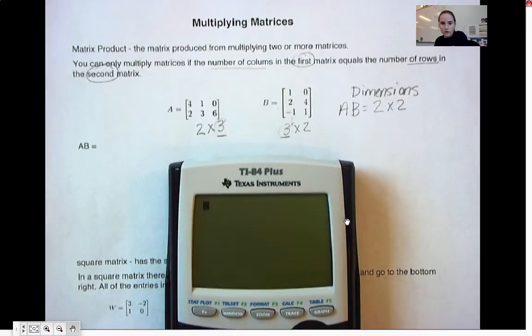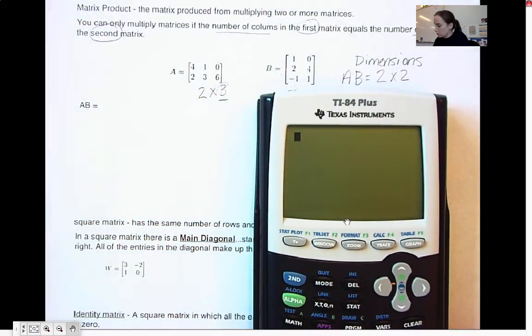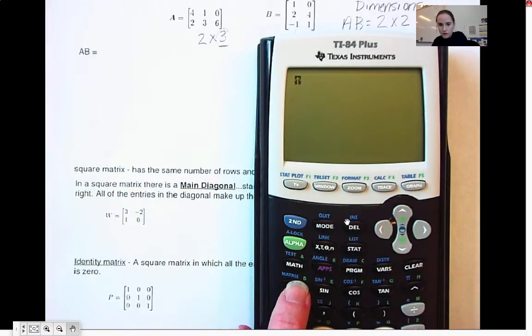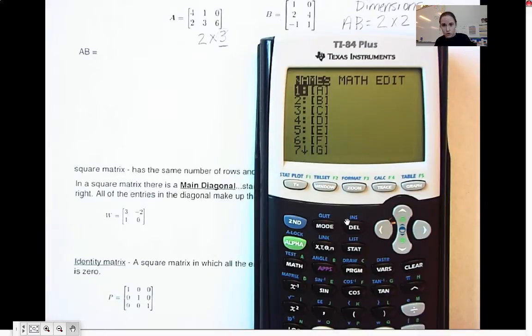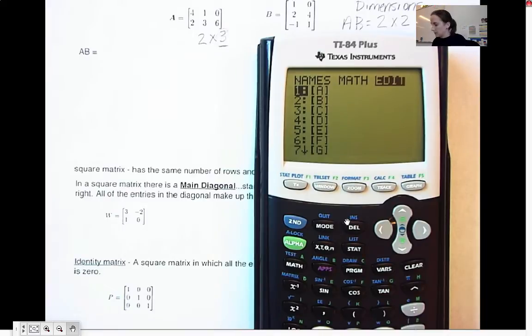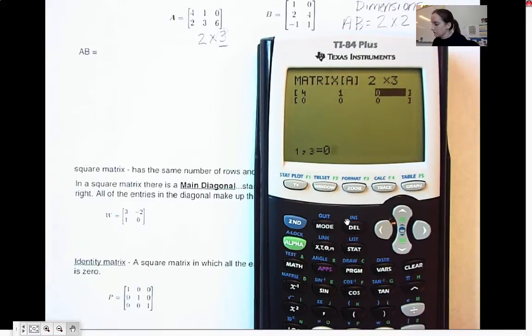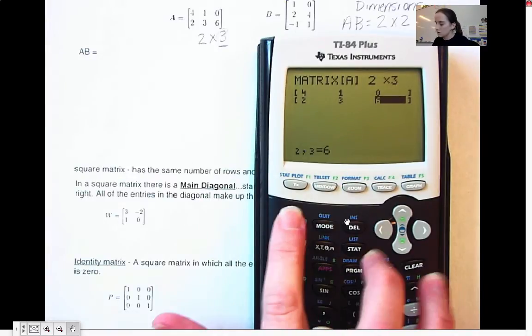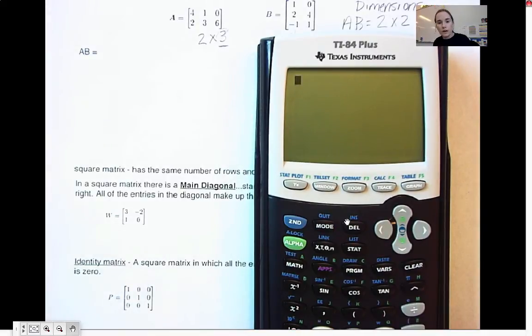You've already learned how to put a matrix in your calculator. You just want to go to the matrix, second and then the x to the -1 button right here. Pull up a matrix, and we need to put matrix A and matrix B in our calculator. So go over to edit, and let's edit matrix A. We said it's a 2 by 3, so 2 by 3. Then put in the numbers 4, 1, 0, 2, 3, 6. And then remember to always quit this screen. Don't start typing anything or it'll try to put it in the matrix. Second quit.